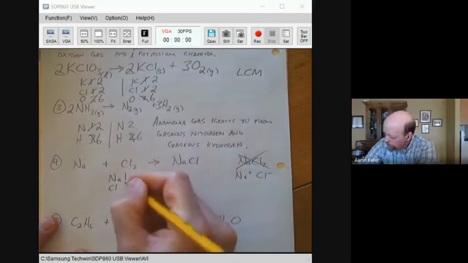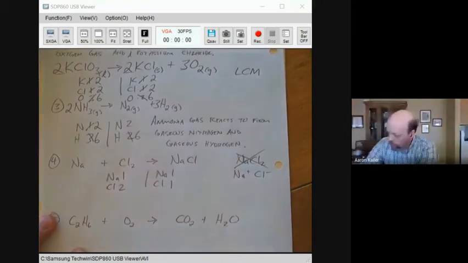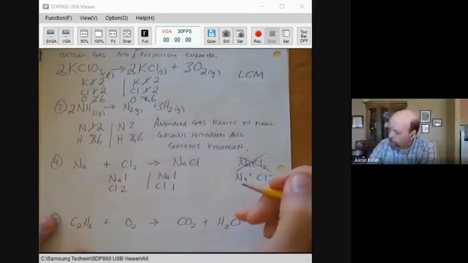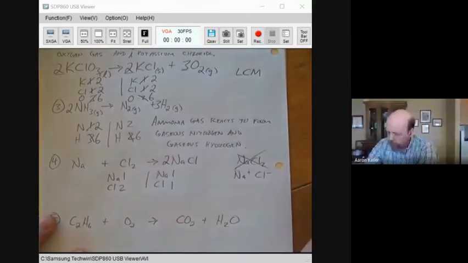Okay, one sodium, so far so good. 2 chlorines, only 1 chlorine. Okay, so it isn't balanced. So we want to balance the chlorines because that's what's not balanced. We do that by putting a 2 there.